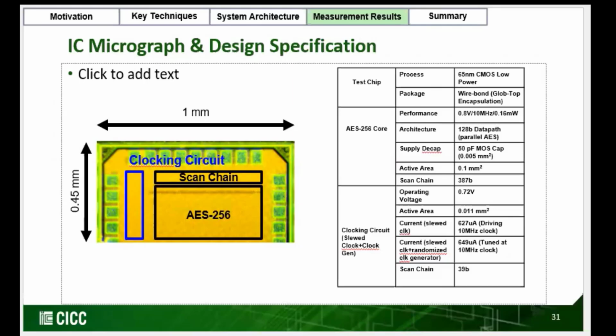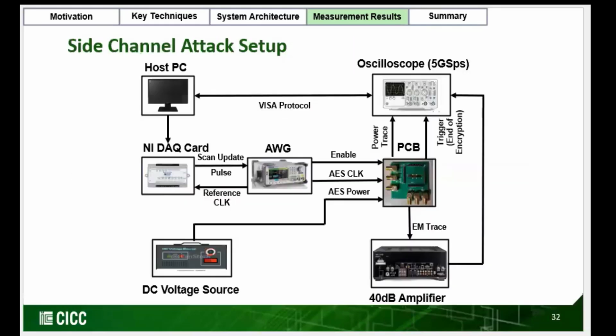We have a clocking circuit which is being operated at 0.72 volt, which takes an active area of only 0.11 millimeter square. Slewed clock draws 627 microamps current to drive an average of 10 megahertz clock. We have a 39-bit scan chain to control the clocking circuit.